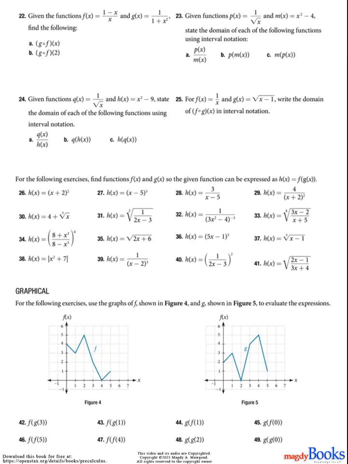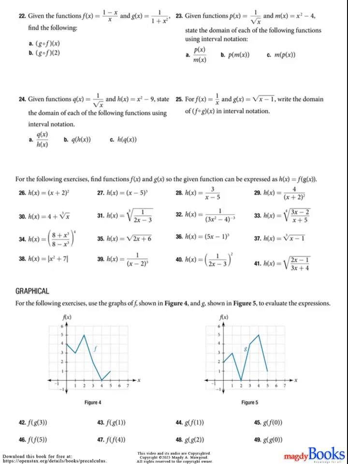22. Given the functions f of x equals 1 minus x over x and g of x equals 1 over 1 plus x squared. Find the following. A. g composed with f at x. B. g composed with f at 2.